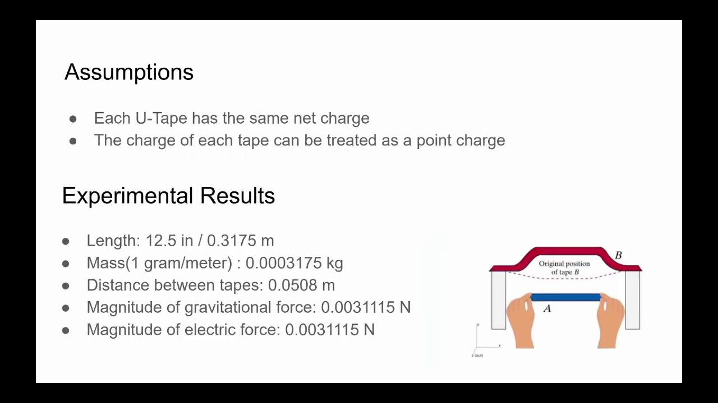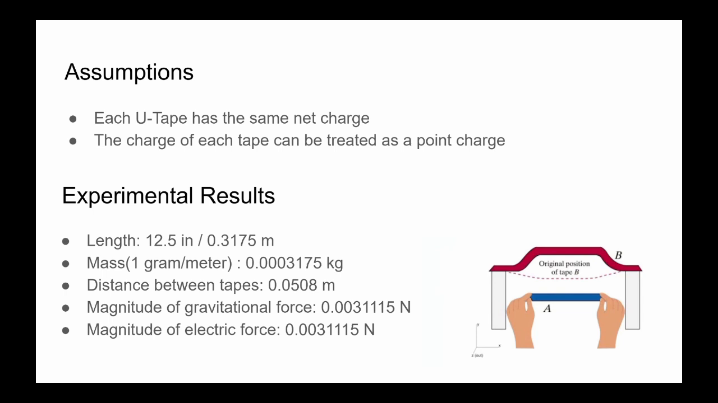Some assumptions we made to actually do the floating tape part are that each U-tape has the same net charge, so they have the same charge, and that the charge of each tape can be treated as a point charge, rather than a bunch of charges scattered along the entire area of the tape.